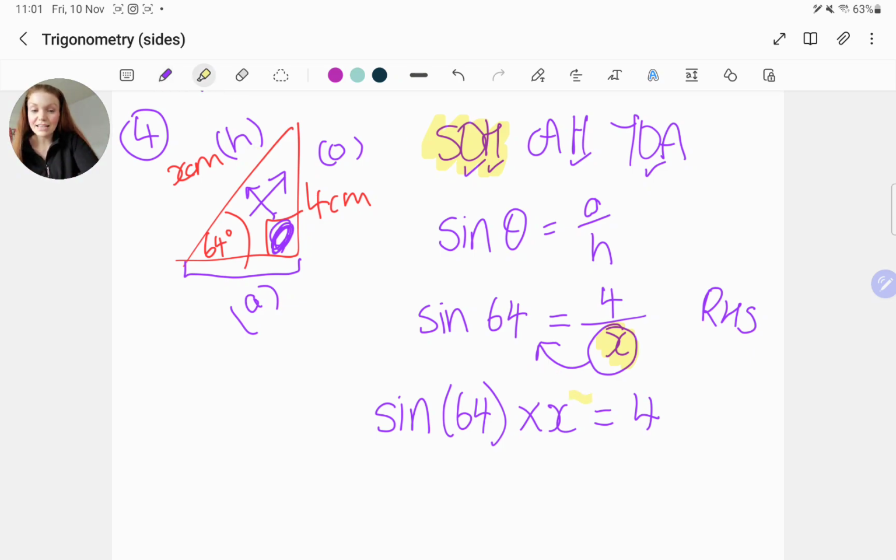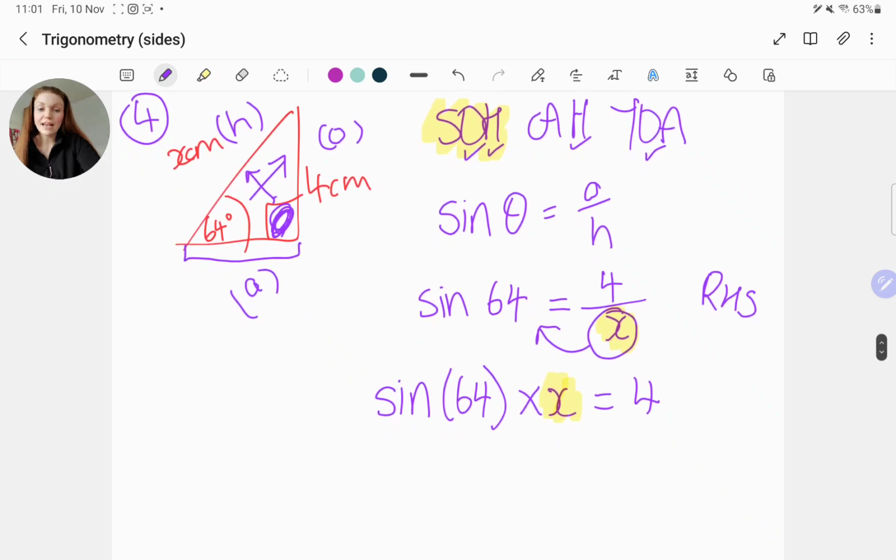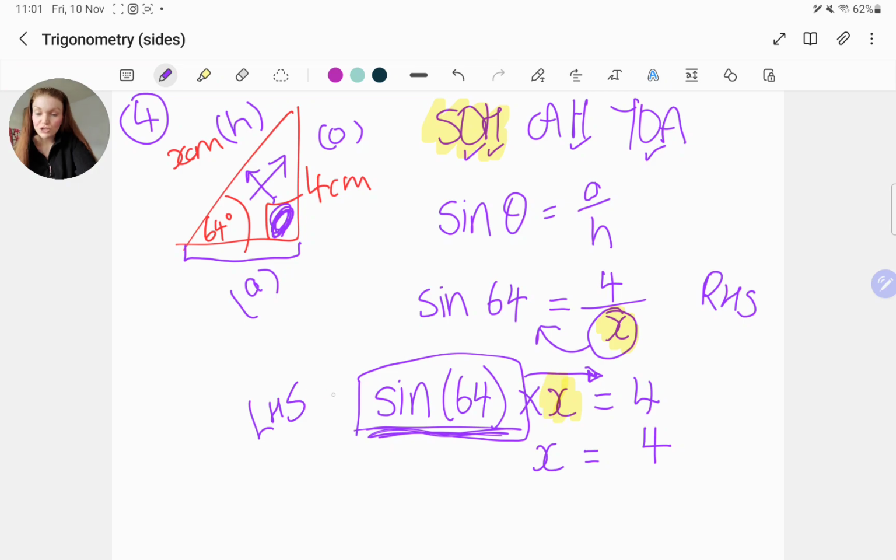Okay, the x is positive, that's great, but it's not by itself. So what I'm going to do is take the sine 64 to the other side of the equal sign. So x equals, write the 4, it didn't go anywhere. It's being multiplied by sine 64 on the left hand side. So therefore it's going to change sign. If it's multiplying on the left, it's going to become dividing on the right. So divided by sine 64, so x equals.